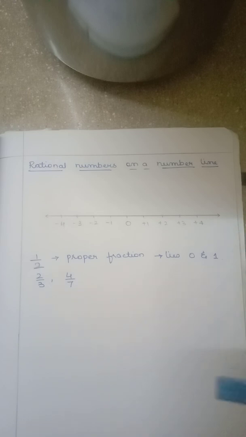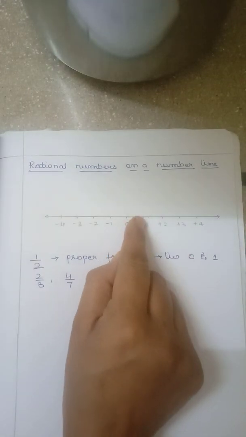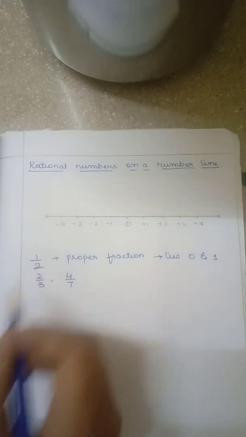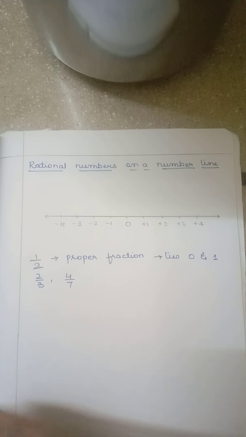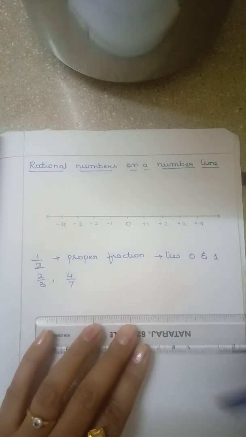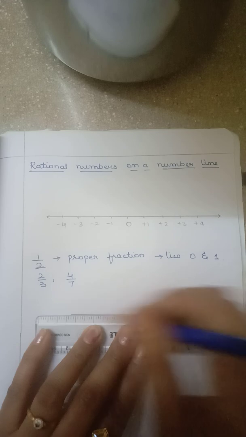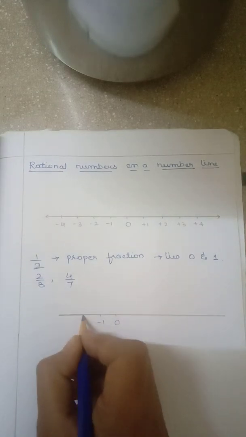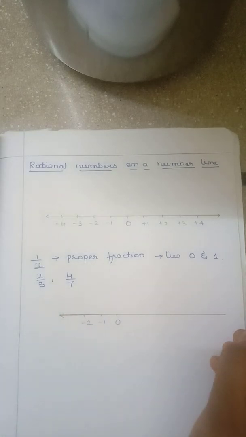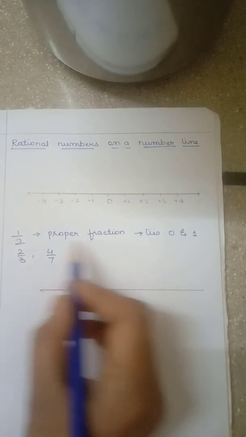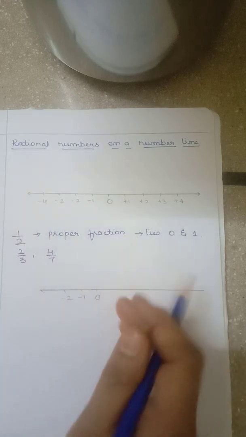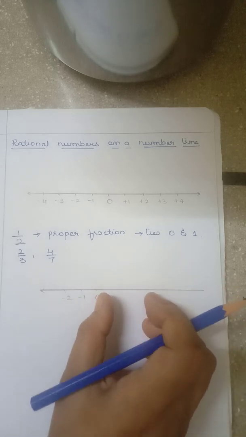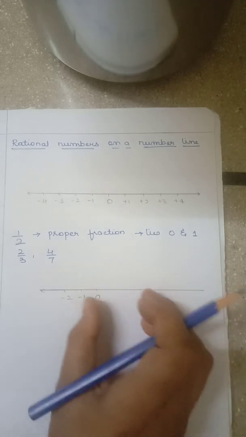Now we will see how to locate this in between 0 and 1. At which point will you locate this? Now for example 1 by 2 is there. Whenever it is a proper fraction, it lies between 0 and 1, so you have to enlarge that part. Here is 0. On the left side we have all the negative integers, and to the right side we have the positive integers. Now we know that 1 by 2 lies between 0 and 1. So we have to enlarge this part, children. Whichever two whole numbers the rational number lies between, that part you have to enlarge.